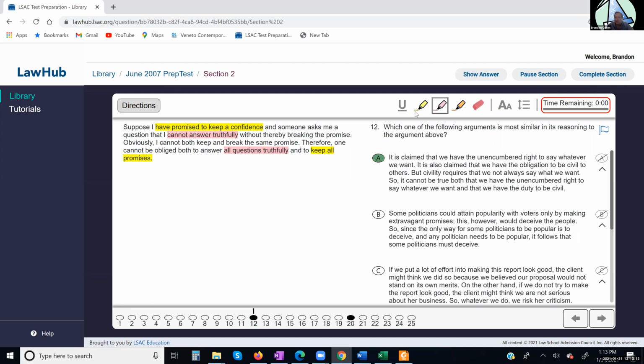So as I'm reading the correct answer A, it becomes clear. It is claimed that we have an unencumbered right to say whatever we want. It's also claimed this other thing that we have an obligation to be civil to others. And they create this, but civility requires that we not always say what we want. Basically, that the second idea, the pink, will lead to us breaking the yellow. So they conclude at the end here that it cannot be true both yellow, whatever we want, and pink. So it creates that issue, okay, that we can't do both yellow and pink. And that's the issue of, hey, we got two things we cannot both do. So that's going to be the right answer.